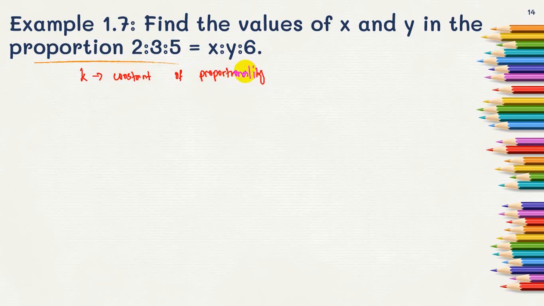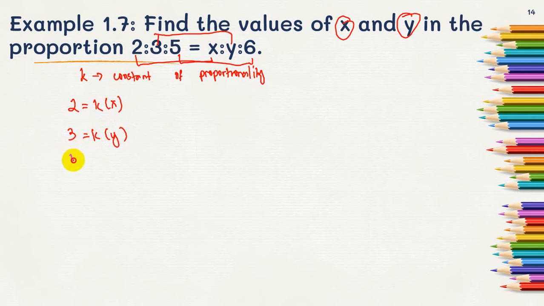Alright, next. Okay, so we will be solving now for x and y. But before that, we will be equating 2 to x, 3 to y, and then 5 to 6 with the constant of proportionality. First is 2 is proportional to k times x, and then 3 is proportional to k times y, and then 5 is proportional to k times 6. So the first thing that we have to do before we can solve x and y, we have to solve for the value of k.